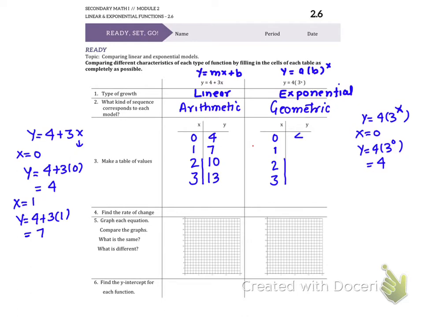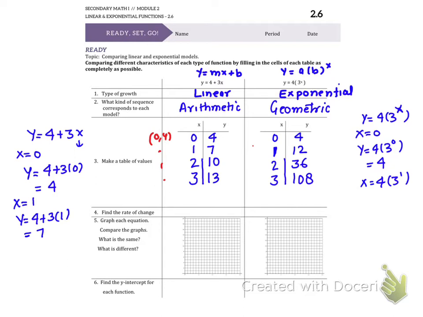So that's 4. When I plug in x as 1, what is my y? 4 times 3 to the power 1, and when I solve it, I get 12. Same way, when you keep on solving, you get 36 and 108. And when you take the points like here, you get 0, 4. That's your first point. And keep on going up to 1, 7, 2, 10, 3, 13, and so on.